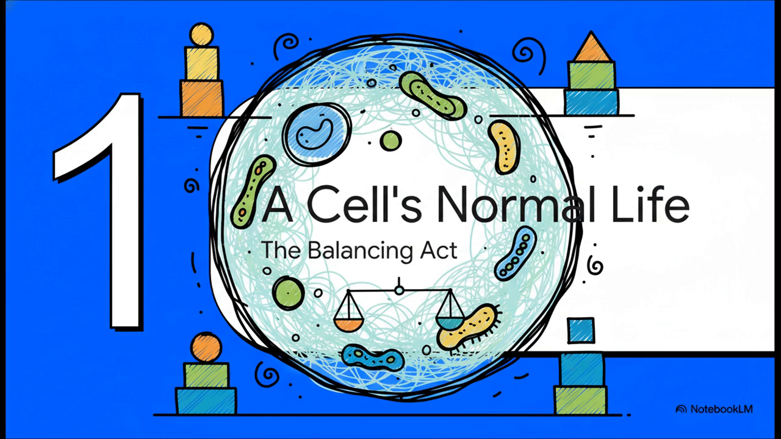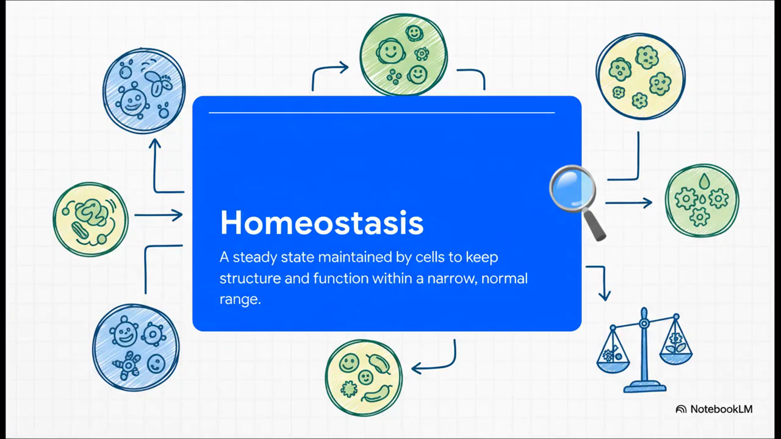You see, to really get what goes wrong, you first have to appreciate what right looks like for a cell. And for a cell, right means being a master of balance, just constantly working to keep everything inside itself just right. And that perfect balance has a name: homeostasis. Think of it as the cell's happy place, its ideal state of being. Everything, its structure, its function, is humming along perfectly. Everything kept in this very narrow, normal range.